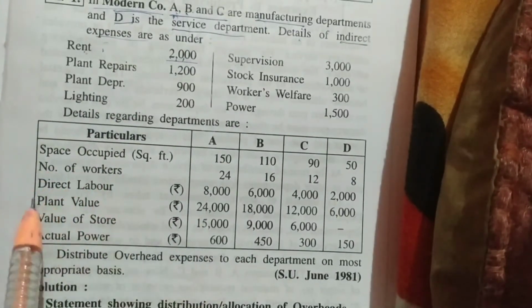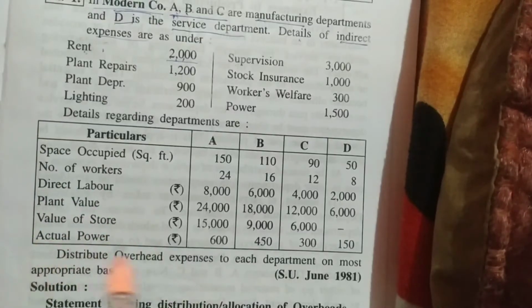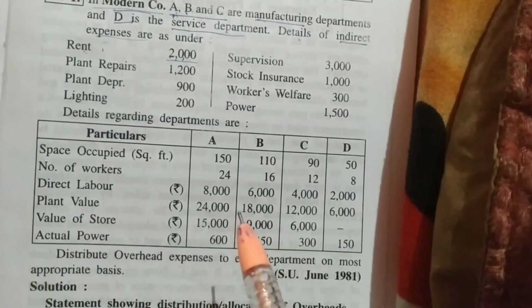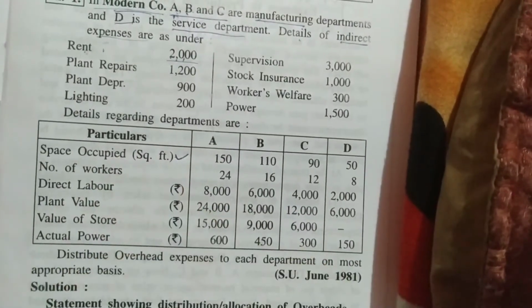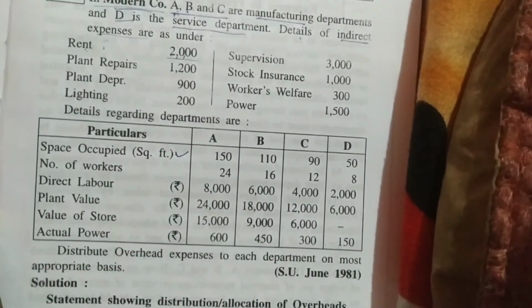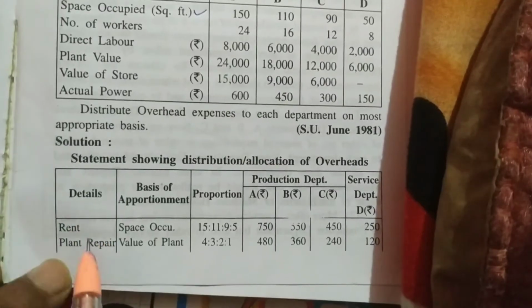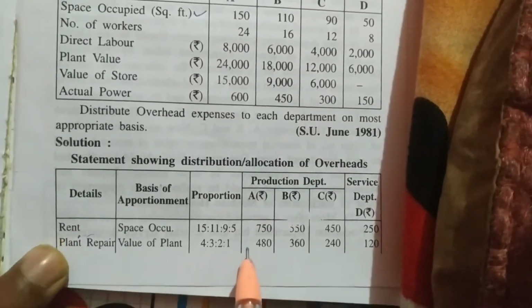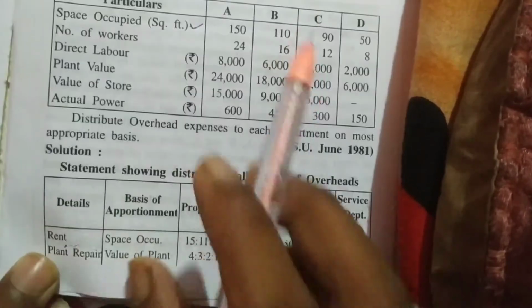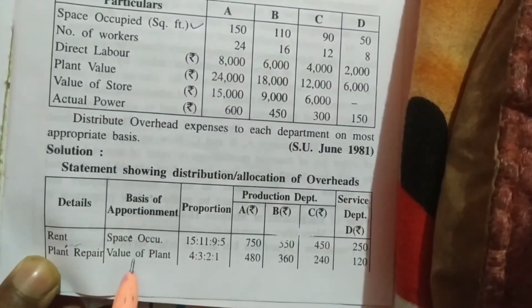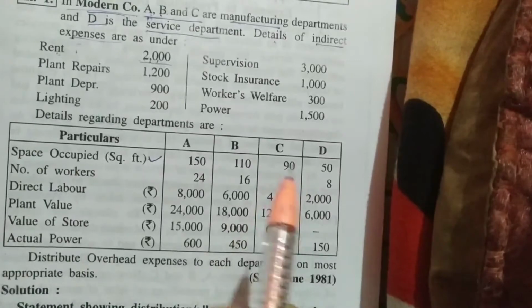Space occupied, number of workers, direct labor, plant value, value of stock or excess. So we can say that rent is on the basis of space occupied. In the answer we have to calculate the rent; the amount of rent is 2000, which will be distributed in the ratio of space occupied. How can we calculate the ratio of space occupied?